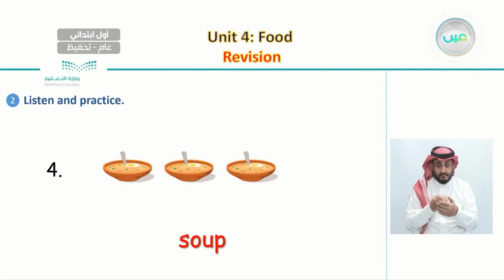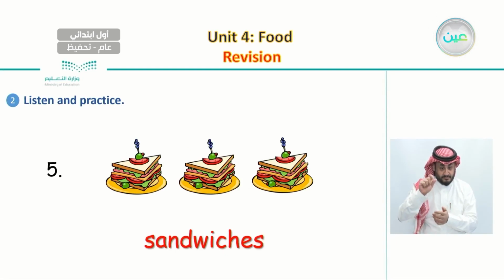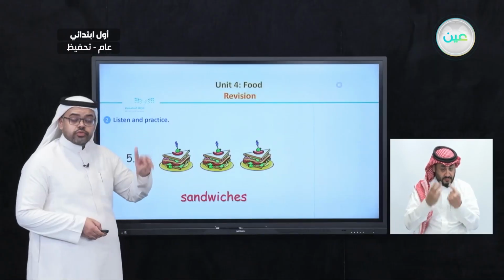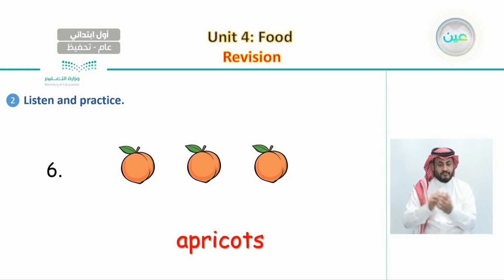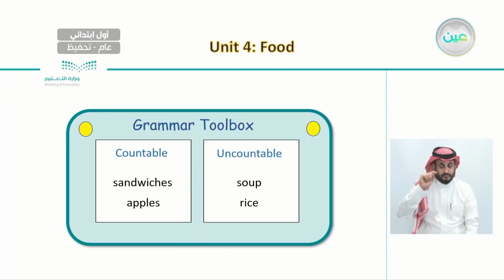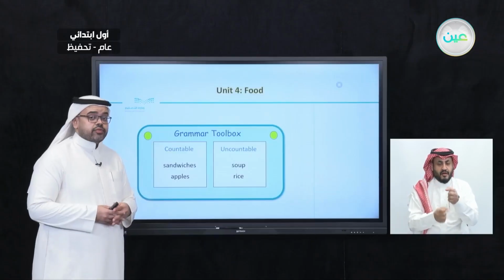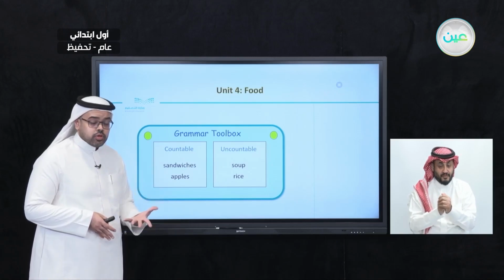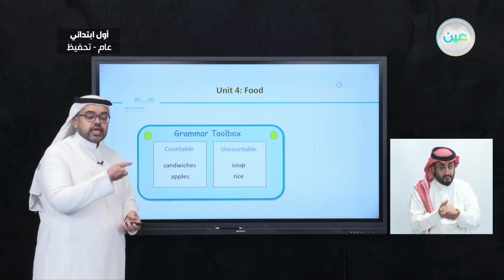And number four, here we have soup. Number five, sandwiches. And here we add S because we have three of them. Sandwiches. And number six, apricots. So we also learned that sometimes we do have words that are countable, which means we can count them.